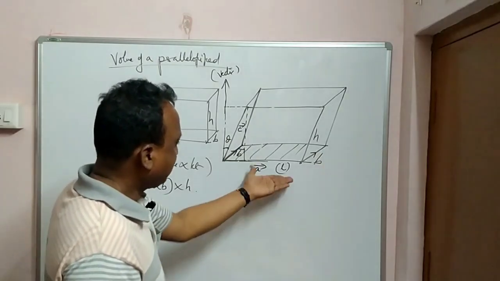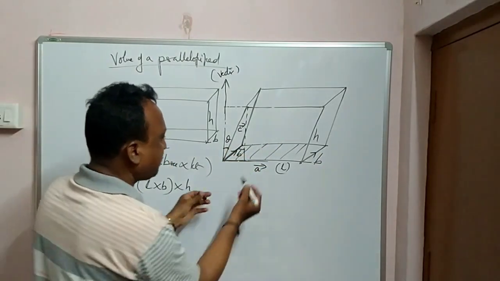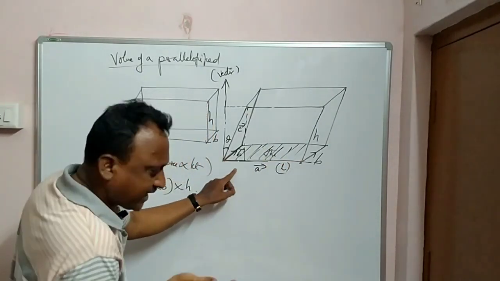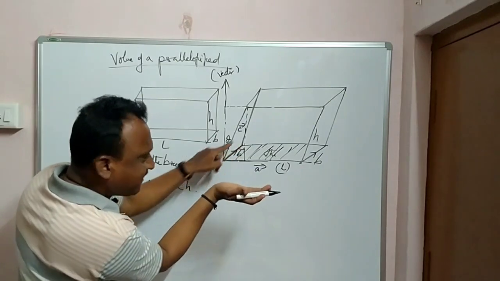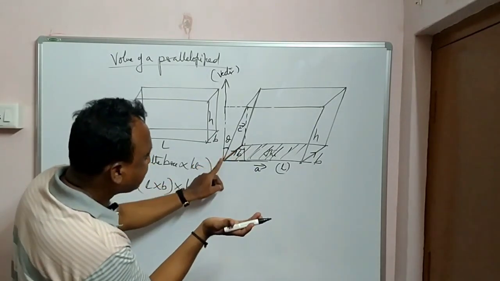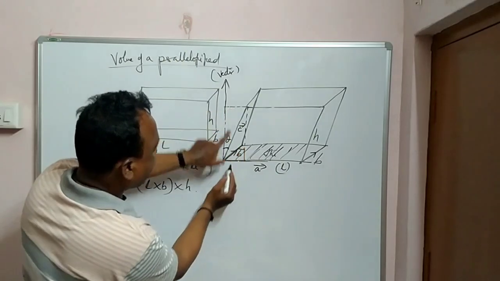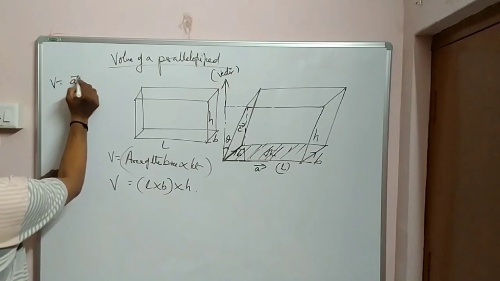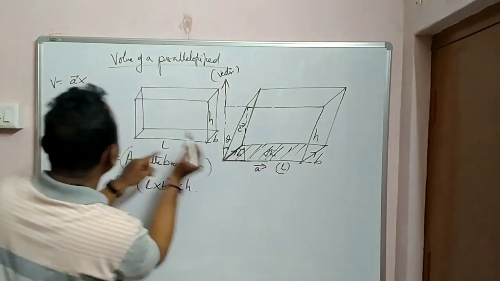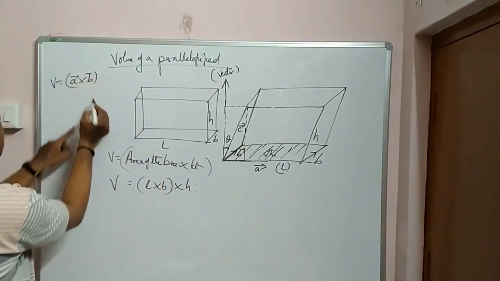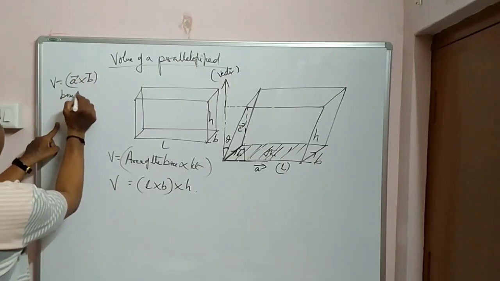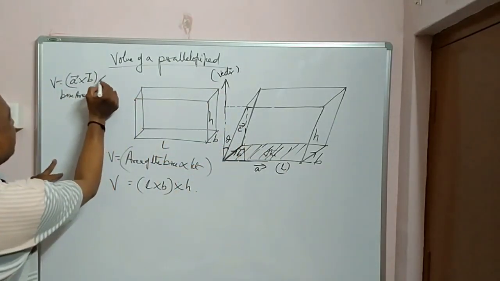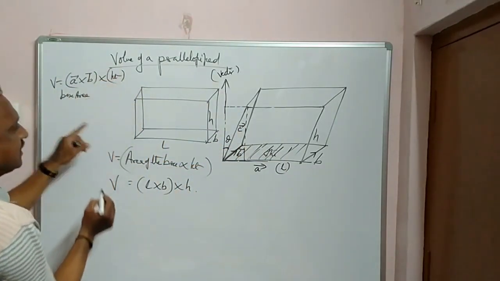See here. This is the base area; the hatched portion is called the base area. Here you can see this is the A vector along the base, and this is the B vector, and this is the C vector. So volume is nothing but base area, that is A cross B, into height. Base area into height. So how to get the base area?